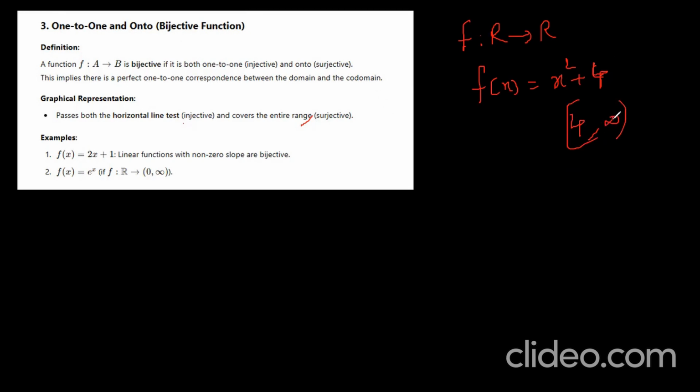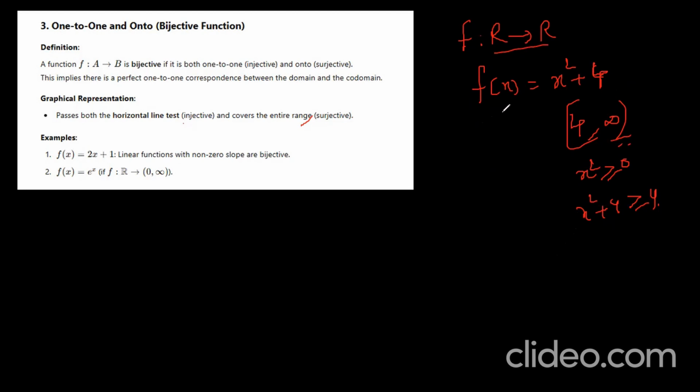Very good. X square should be greater than or equal to 0. Why? X square should be greater than or equal to 0, and x square plus 4 is greater than or equal to 4. And it is not equal to the codomain R. Hence, we can say it is not a surjection.